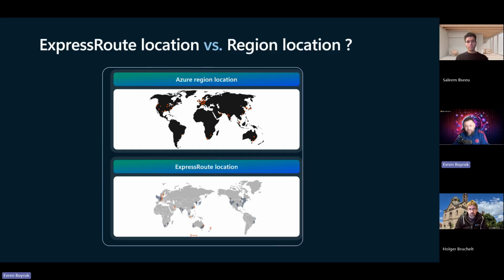In general, an ExpressRoute location does not necessarily need to match the Azure region. So it can be anywhere. Like if a customer is on East US 2, for example, or would like to move to East US 2, it can actually be anywhere. So it does not necessarily have to match the Azure region.